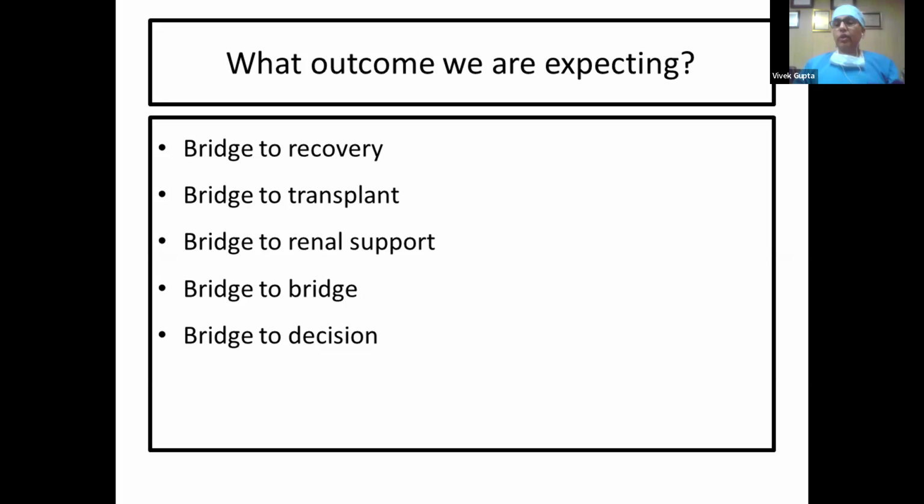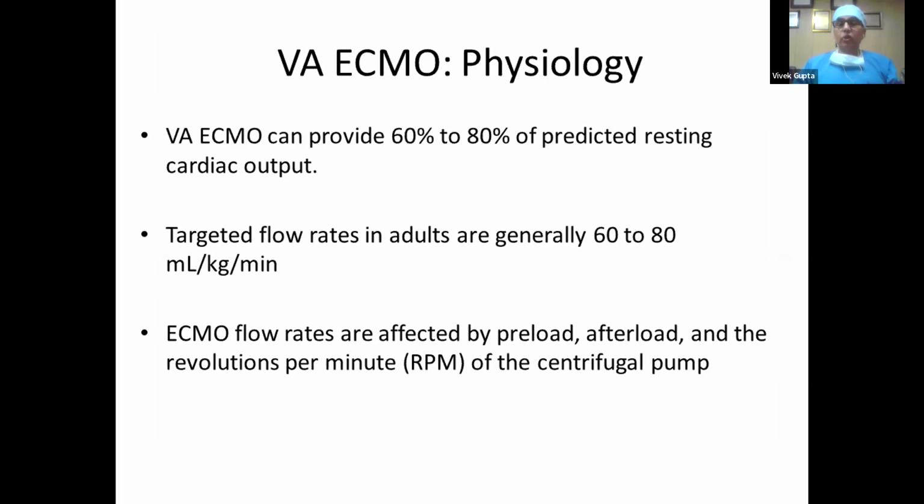Whenever you are thinking of initiating ECMO, this is the time to think about outcome, because this should be a definite part of the counseling of the patient's relatives. The physiology has been described nicely by Dr. Pranay. So we can just say that with VA ECMO, we are not going to give 100% support. Our target is just to achieve 60 or at most 80% of the resting cardiac output. For this, in adult patients, we generally look for a target flow of 62 ml per kilogram per minute.